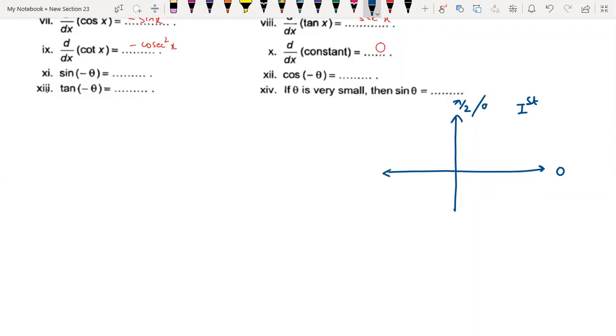Pi by 2, or in degrees we write 90 degree. So 0 to 90 degree is first quadrant, 90 to 180 or pi by 2 to pi is second quadrant, and pi to 3 pi by 2 or 180 to 270 degree is the third quadrant. And 3 pi by 2 to 2 pi or 270 to 360 degree is fourth quadrant.